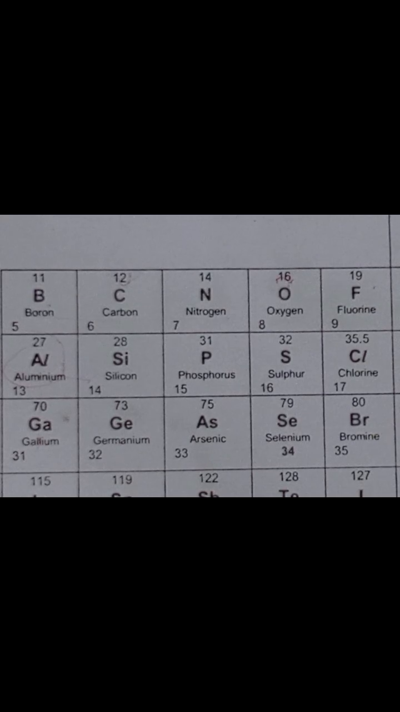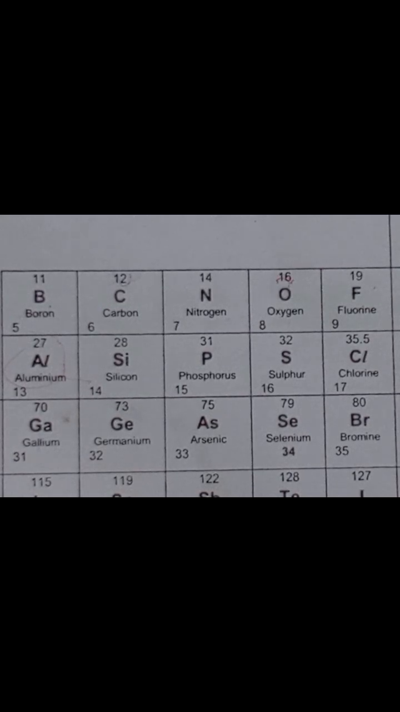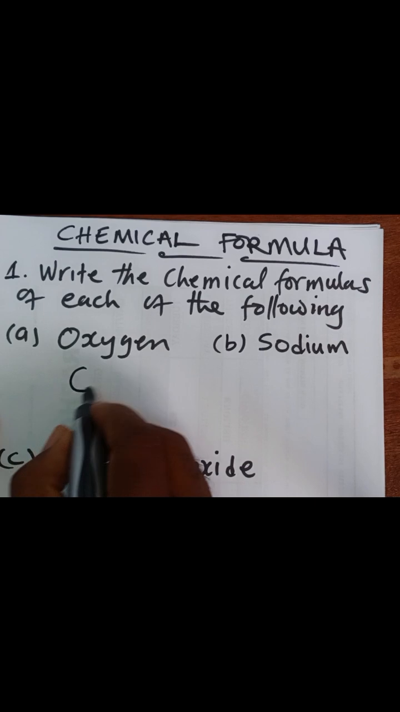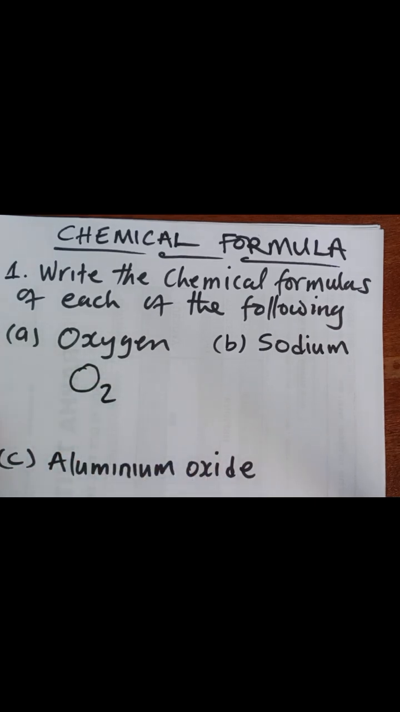Remember that oxygen exists as a diatomic molecule. So if it exists as a diatomic molecule, then the chemical formula is O2. So the chemical formula for oxygen is O2. Remember that you need to write this O as a capital letter. Should you write a small letter, then that is wrong. So this is the chemical formula.